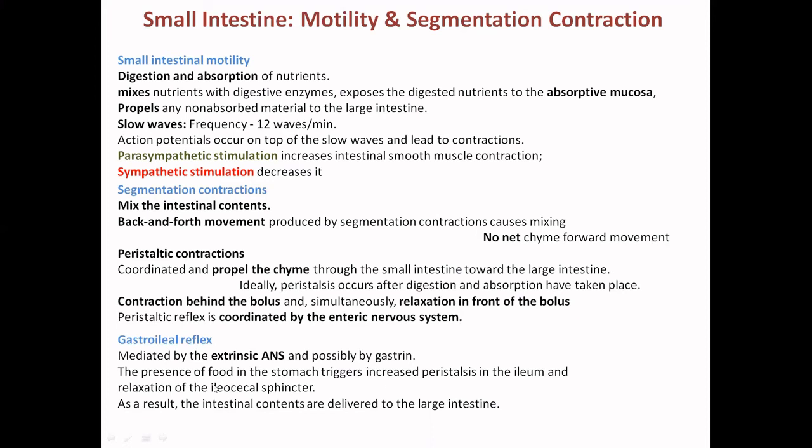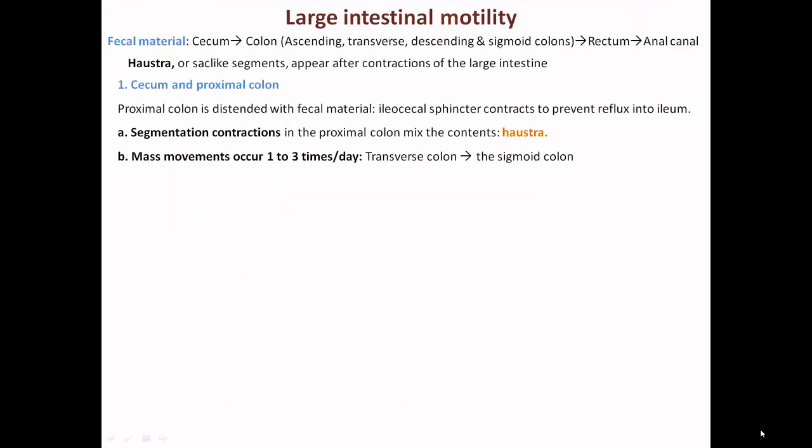And there is a sphincter, the ileocecal sphincter, which will open so that the content moves into the large intestine from the small intestine. So what is happening in the large intestine? The fecal material from the cecum will move to the colon. The colon has 4 segments: ascending, transverse, descending, and the sigmoid colon, which we discussed in the first lecture. Then after the colon, the rectum, and finally defecation through the anal canal.